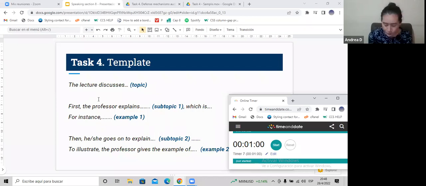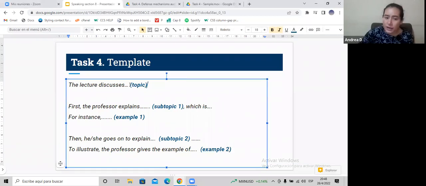Now, maybe in order to save time and not run out of time later, it's okay if you mention the definition here, right? Remember defense mechanisms, which is this and that, but it's not necessary and it's not that important. So you can just say the lecture discusses two defense mechanisms. First, the professor explains fantasy, or the first one is fantasy, right? And you explain. So maybe you can save time by avoiding that explanation in the beginning.